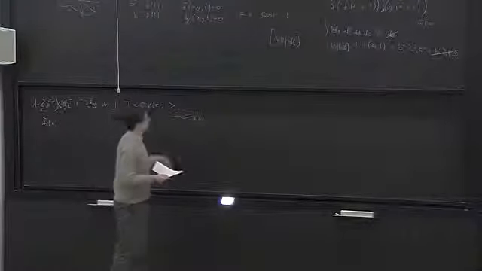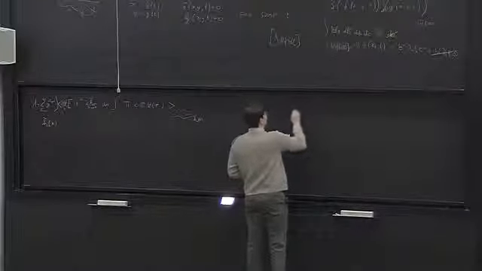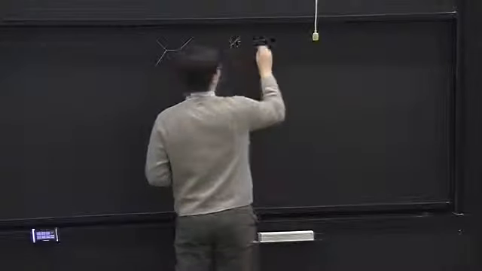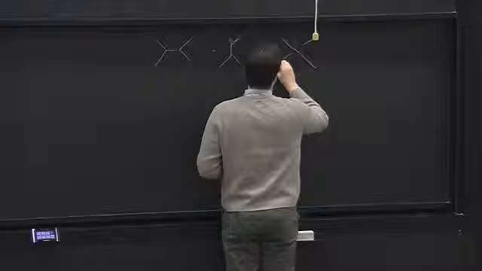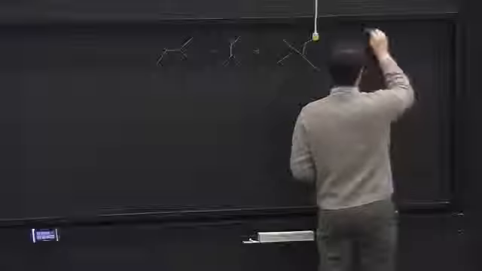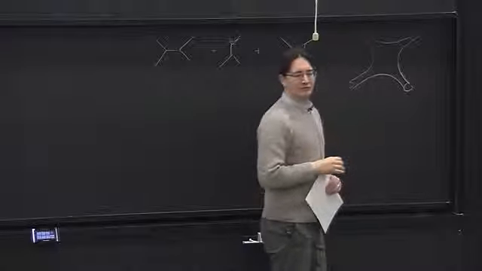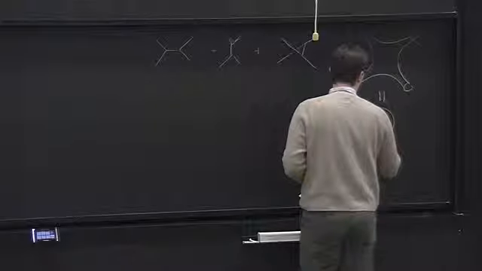So let me just give a few examples. Say for a scattering of 4 particles, in quantum field theory, you might write things like this, or like this. But in string theory, you only have one diagram, which is described as a sphere with 4 punctures.